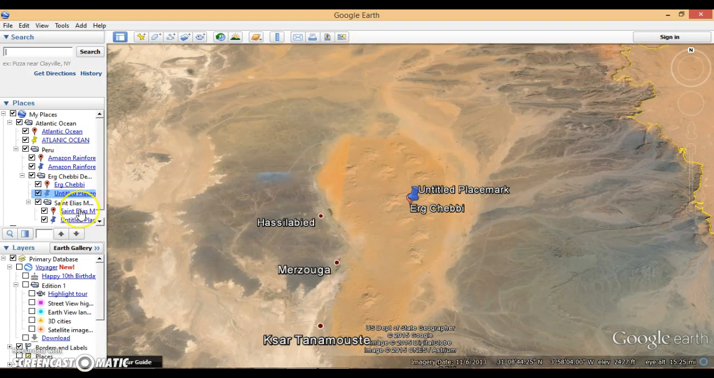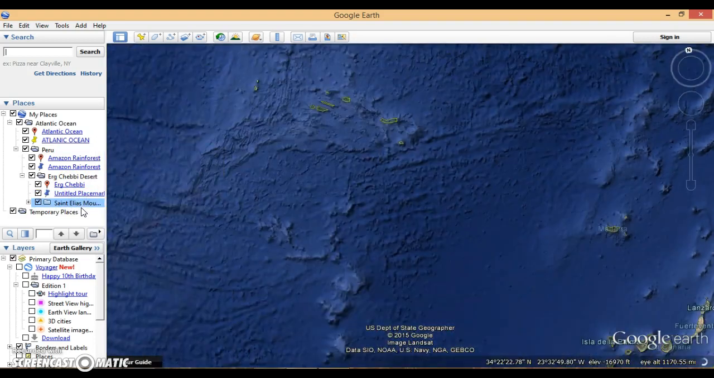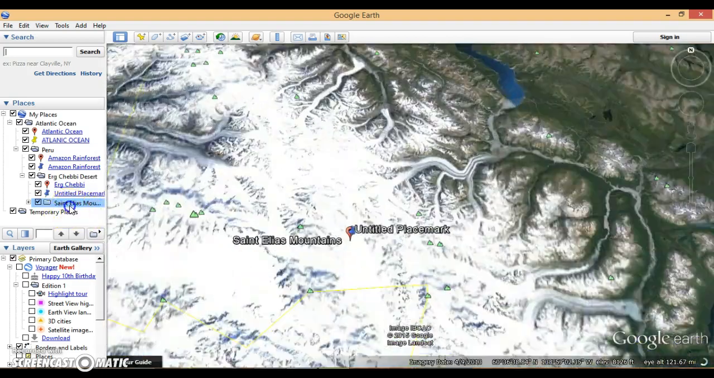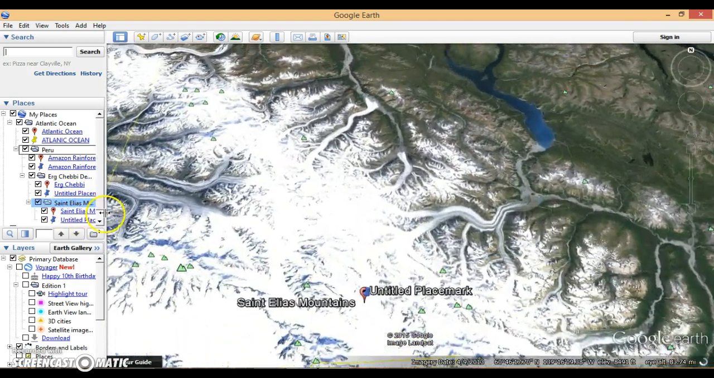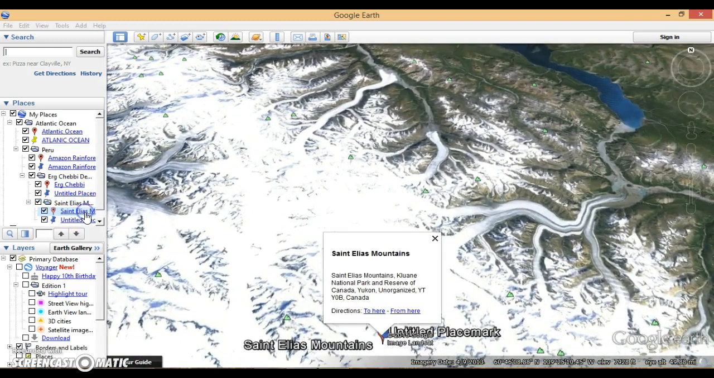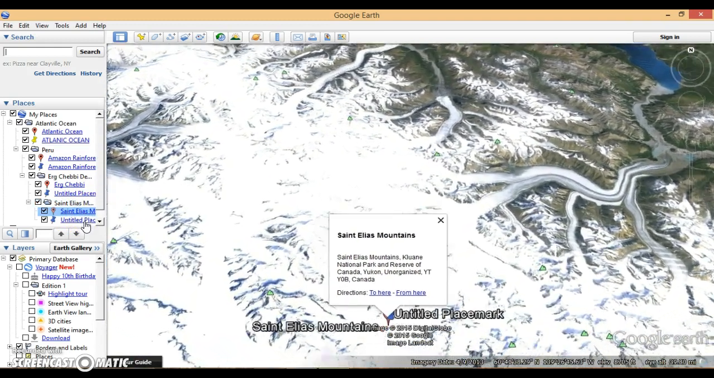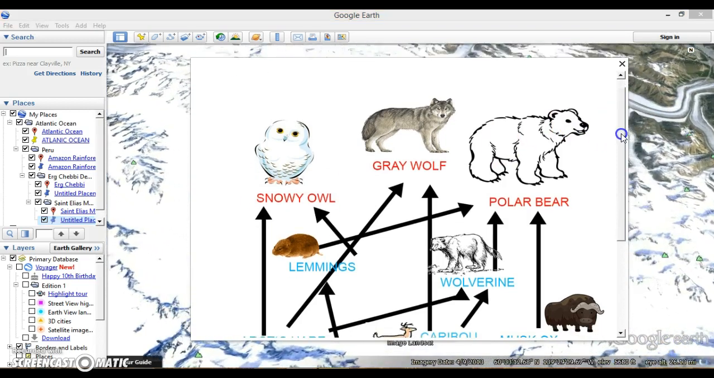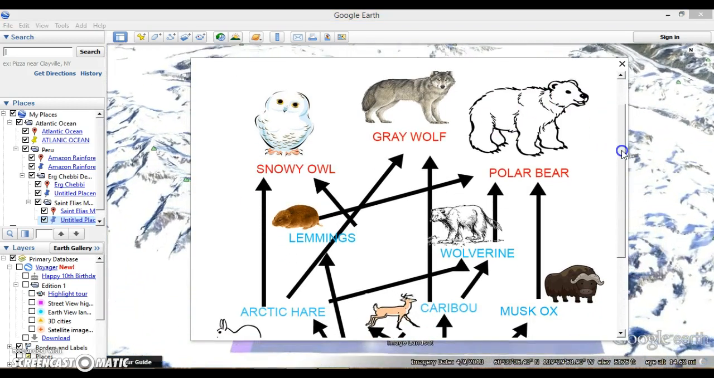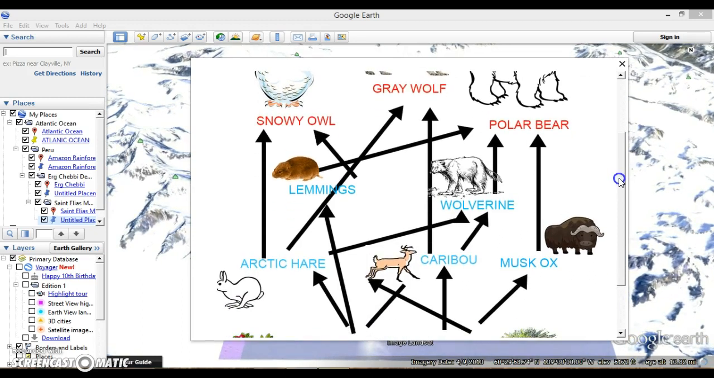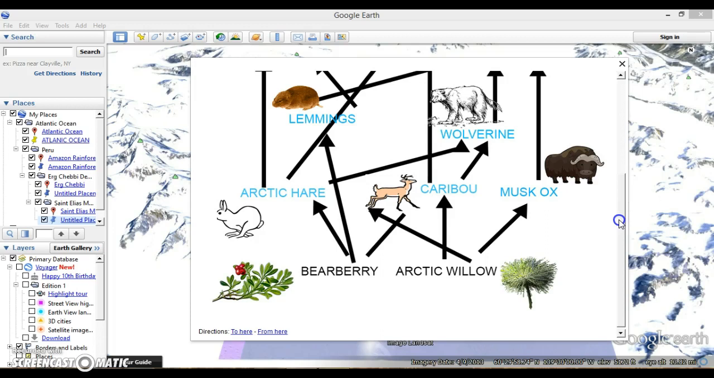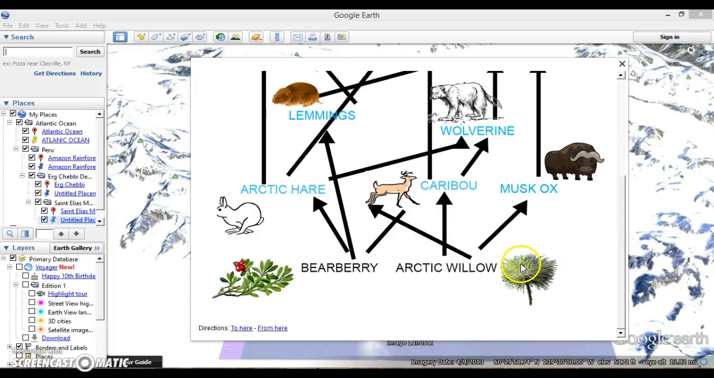Finally, we are going to go to the Arctic, and that takes us all the way to Alaska, specifically the St. Elias mountain range. And the food chain will look a lot different in the Arctic because of the climate and landscape change. So here the food web begins with producers who receive nutrients from the sun. So we have the Arctic willow and the bearberry.